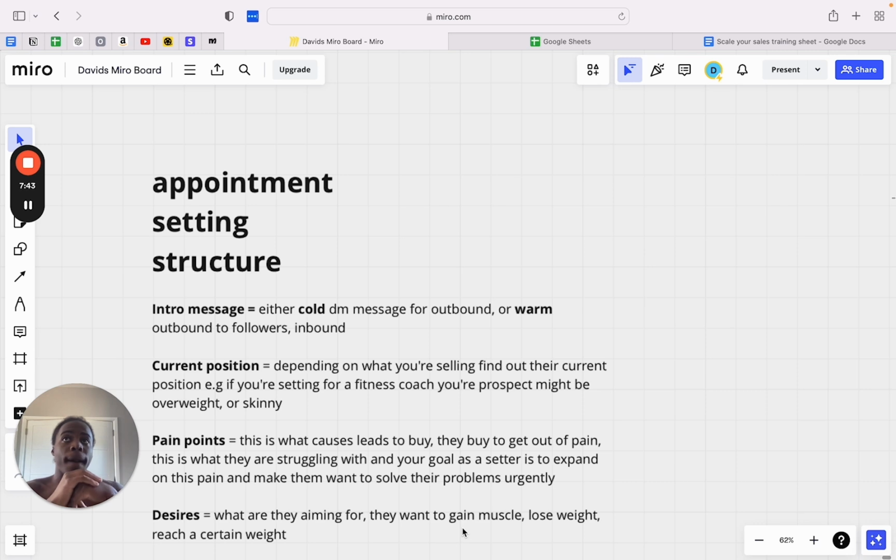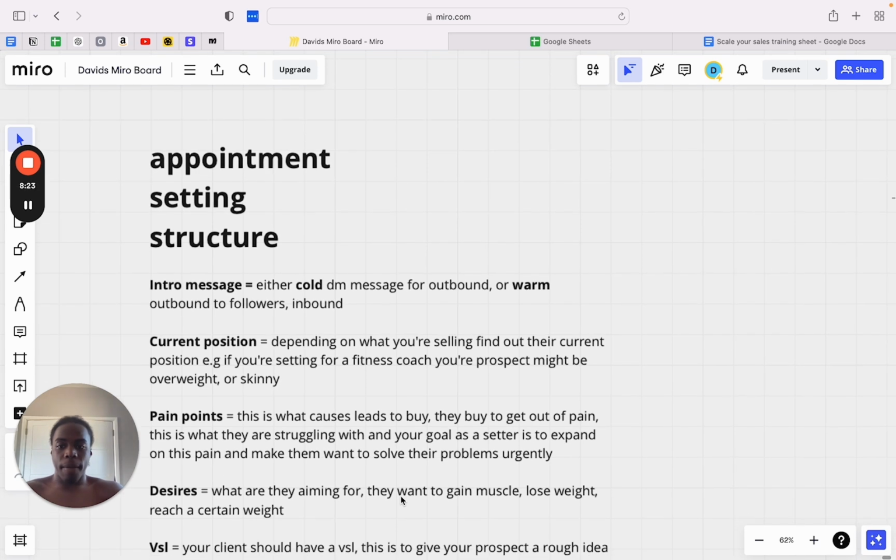So say if they wanted to drop weight, and they're 80 kg right now, and their desired weight is 75 kg. Their pain point is going to be that they feel overweight right now. They've been struggling with being overweight for a while. They don't know what to do. They're starting to feel really down about it. These are things that you expand on as an appointment setter. And then their desire is going to be to reach the 75 kg, gain muscle, and they're aiming for 75 kg, right? So their desire is going to be to lose the weight. Their desire is going to be to solve their pain point, if that makes sense.